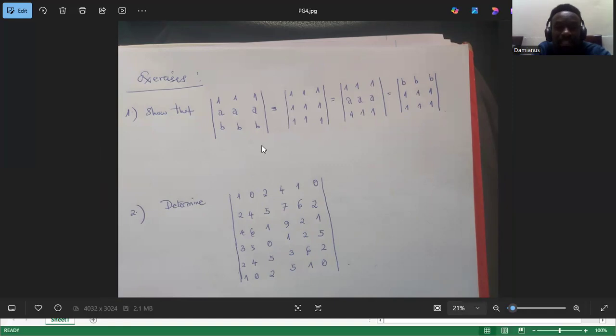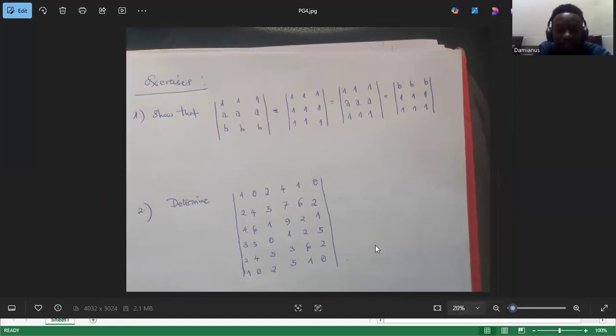So here I have an exercise for you to do. At the end of you watching this lecture, you should be able to solve these problems. So one is show that the determinant of this matrix equals the determinant of this matrix equals the determinant of this matrix equals the determinant of this matrix without too much computation. Let me just give you some hint, to make your life easy.